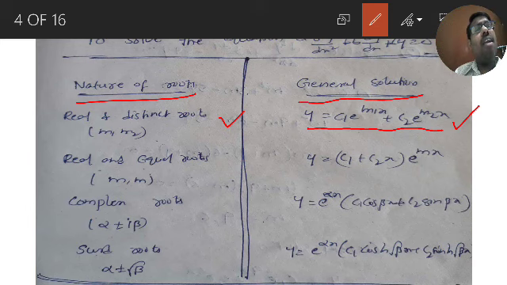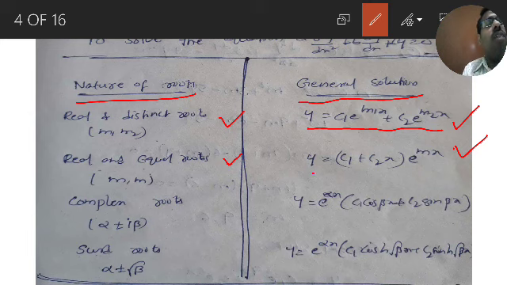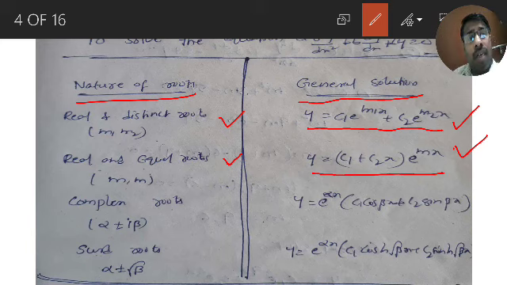Once it is real and equal roots, what is our general solution? So second is real and equal roots. In bracket I am writing roots are m comma m, they are real numbers and equal numbers. Then what is the solution? The solution is y is equal to c1 plus c2 into x into e power of mx. So when the two roots are real and equal, the general solution is y is equal to c1 plus c2x into e power of mx.